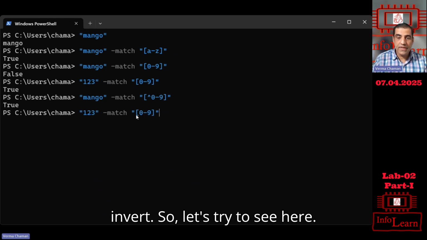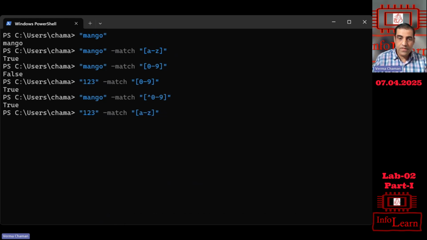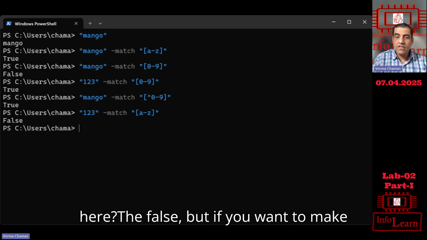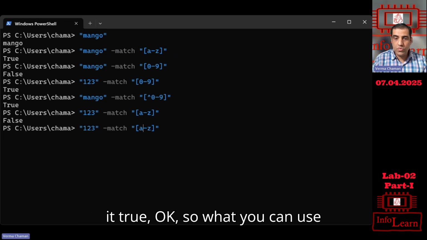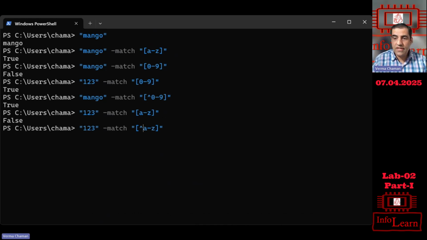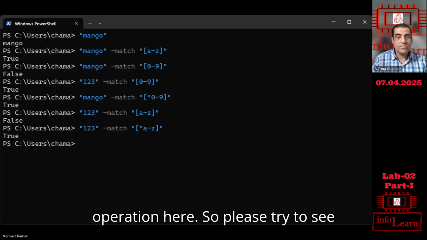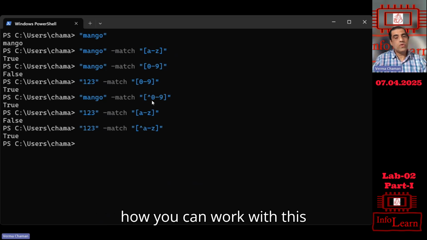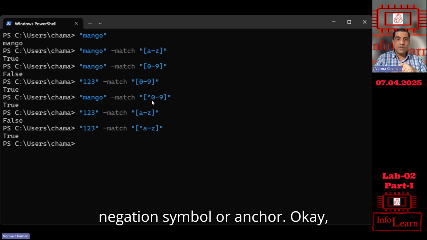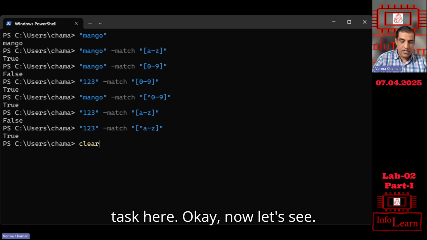So let's try to see here. Now you are looking in your input for A to Z. What will happen here? False. But if you want to make it true, what can you use? Negation. What is negation? It is invert, so it will give you the invert operation here. Please try to see how you can work with this negation symbol or anchor. It will help us do some tasks here.